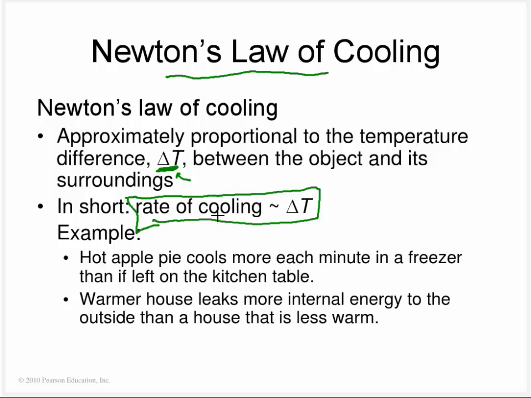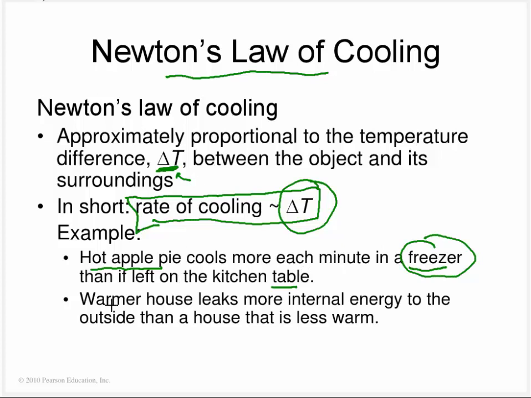Now, the reason I said I'm not telling you anything you don't already know is because you know that if you have a pie, for example, it's going to cool off a lot faster if you stick it in the freezer than if you leave it on the kitchen table. The reason for that is because the change in temperature is going to be greater when you stick it in the freezer than it is on the kitchen table, so it's going to cool off faster.